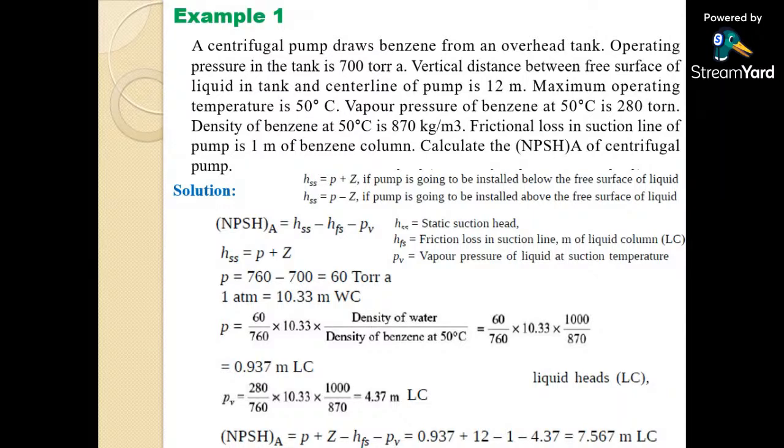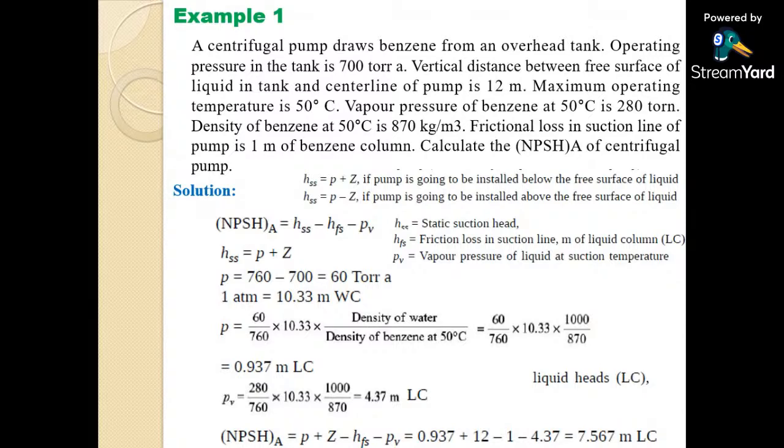So 760 minus 700. That will be your absolute pressure. This absolute pressure from torr is to be converted into meter of water column, and then into meter of liquid column, and you can get it here from 1 atmosphere. You can directly write 760 torr is equal to 10.33 meter of water column.